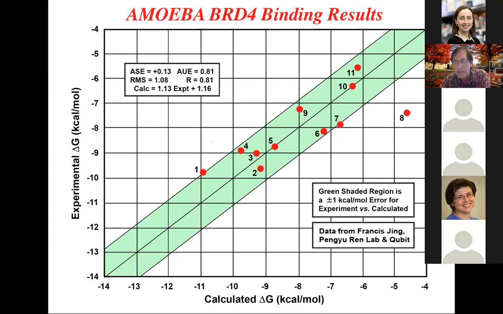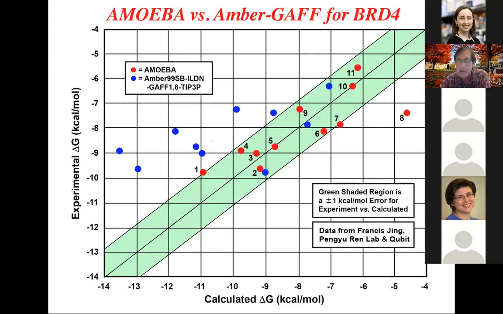And so Francis has also run this with Amber, using Amber GAFF. So it's Amber 99SB with the Shaw ILDN torsion modification and GAFF 1.8 and TIP3P water. And here's what he gets, the blue points. Now that's a bit controversial because I know other people have run this system and we don't get the same results they got, and we're still trying to figure that out. But all I can say is that's what we get. So I think I'll probably leave things there.